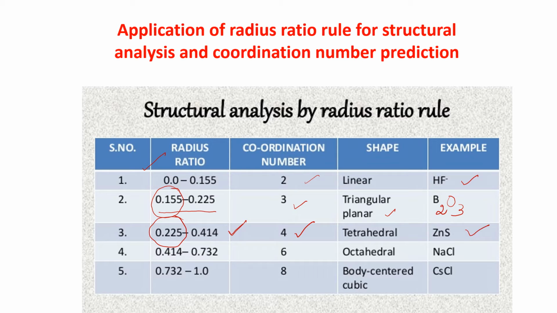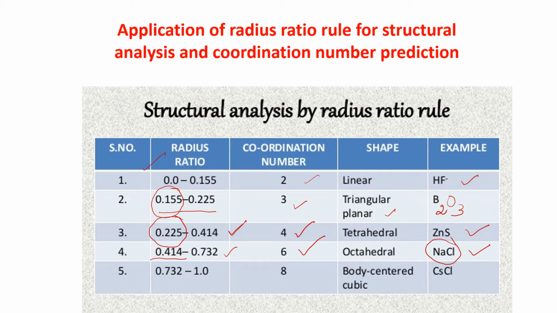The example is ZnS. Now, from 0.414 to 0.732 is for octahedral. Now, for octahedral, 0.414 is the ideal value. It is coordination number octahedral, so you know that the coordination number is 6. The example is NaCl. Now, this NaCl is in your portion. We will do in detail for this NaCl in the following slides.